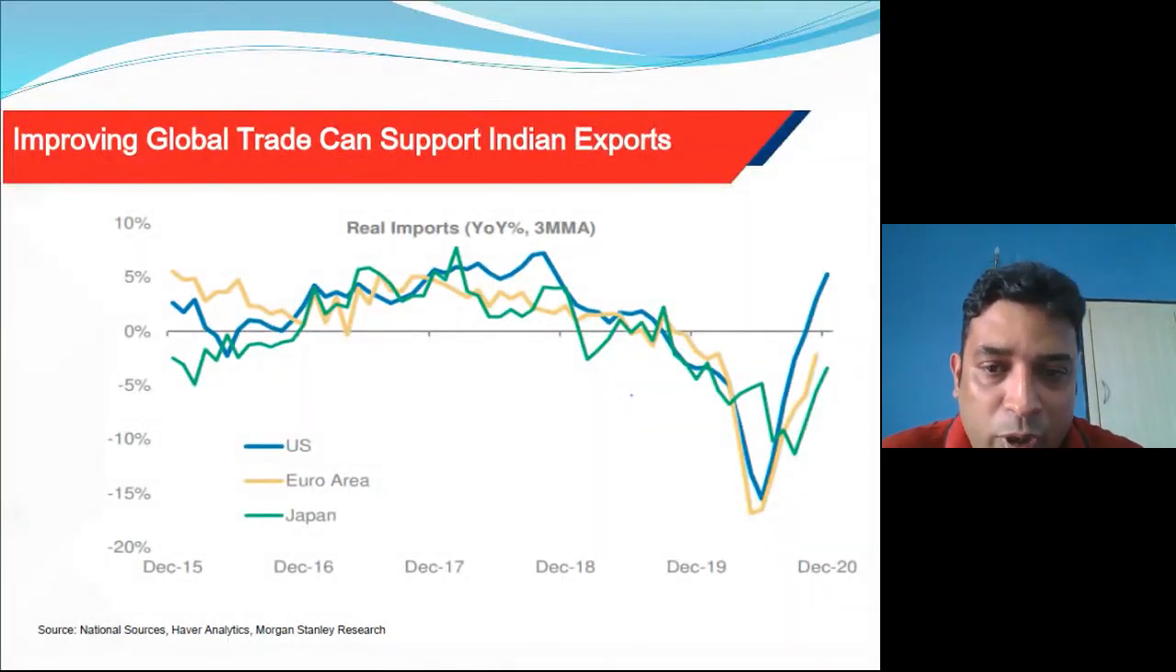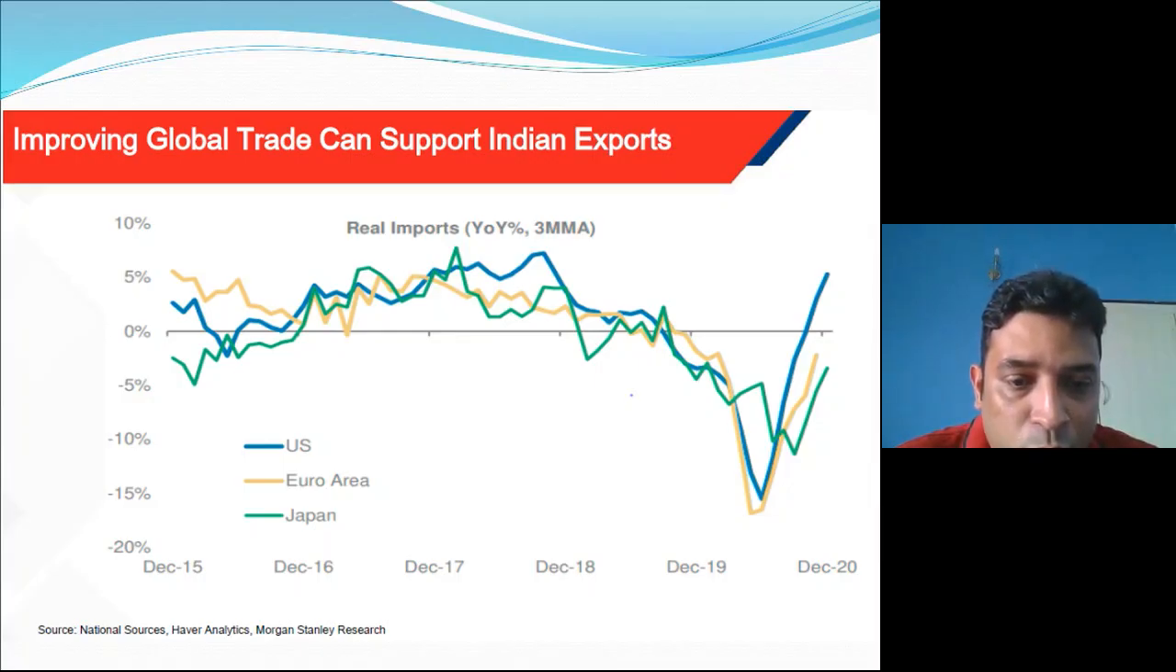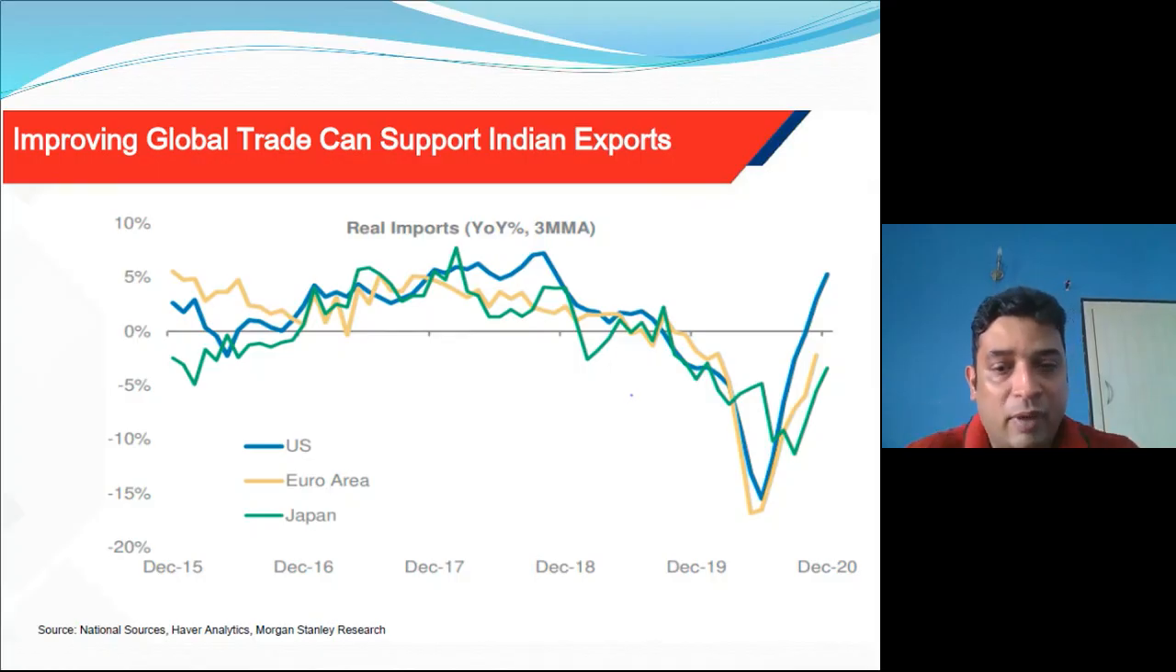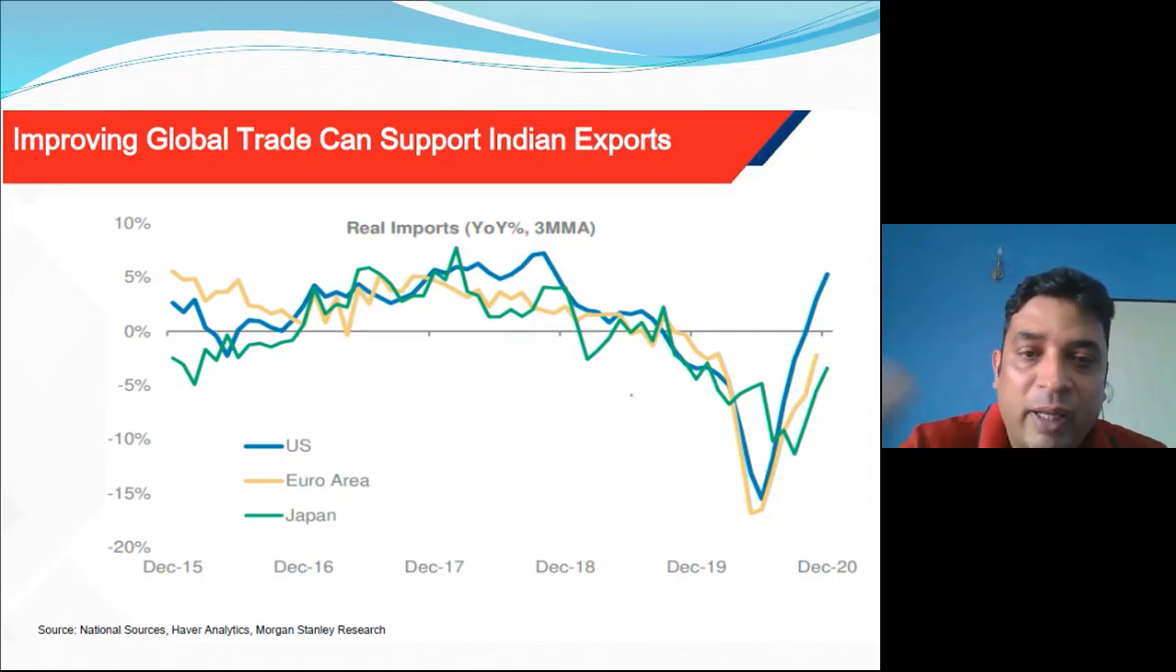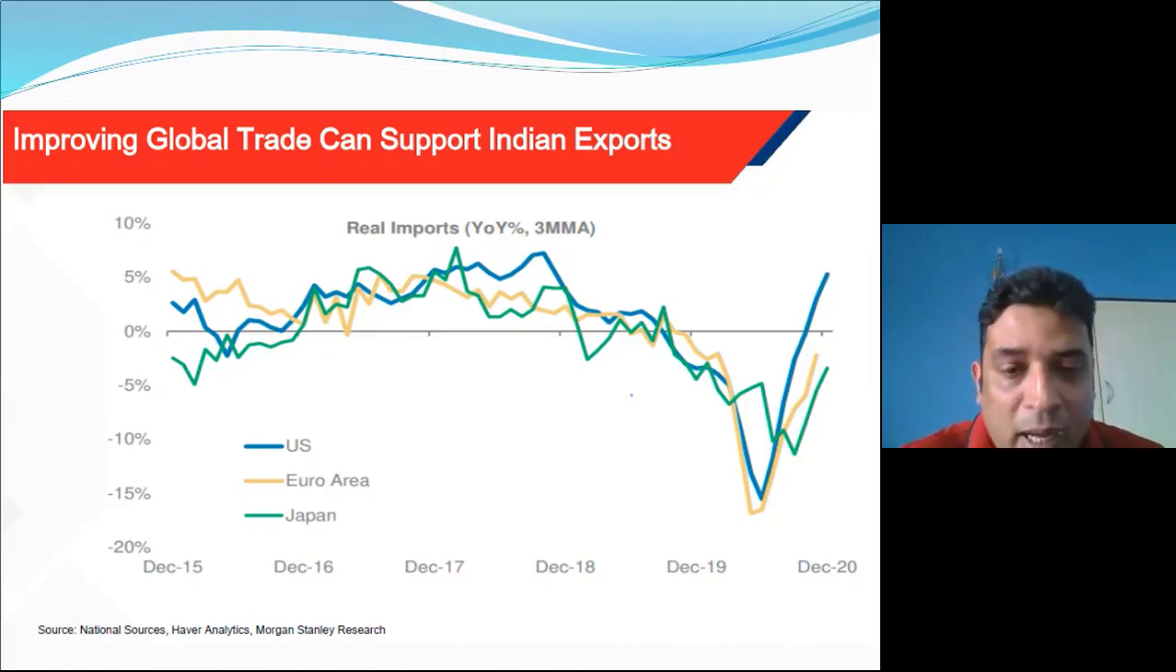Improving global trade can support Indian exports. Indian exports I've already mentioned. Real imports, if you can see, of the US, Euro area, and Japan: if you see the data point here, US imports have improved hugely. So the countries we export to have gone back to their previous levels from the post-COVID era. This is the January data point, and February and March will go higher, as I mentioned earlier. So we are normally back to the levels we used to have in the pre-COVID era as far as exports and imports go.